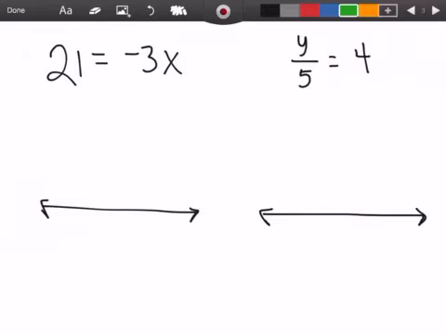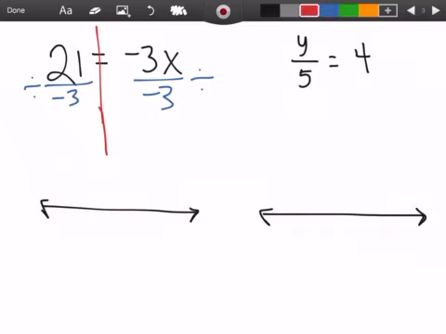All right, a couple more examples with graphing. 21 equals negative 3x. My variable is on the right-hand side of the equation. I see that negative 3 is multiplying times x, so I need to divide by negative 3. I have to divide by everything that's with x. Divide by negative 3 on both sides. 21 divided by negative 3 is a negative 7. That equals, these cancel, x.